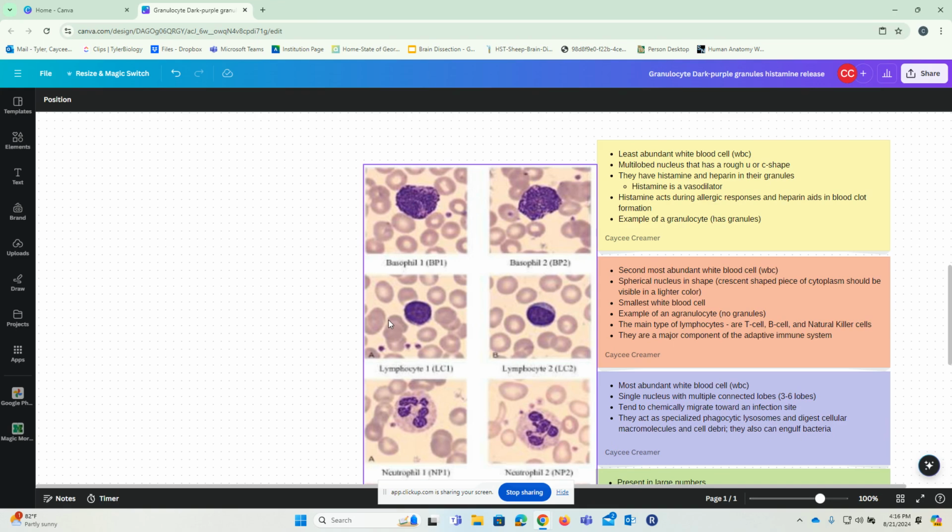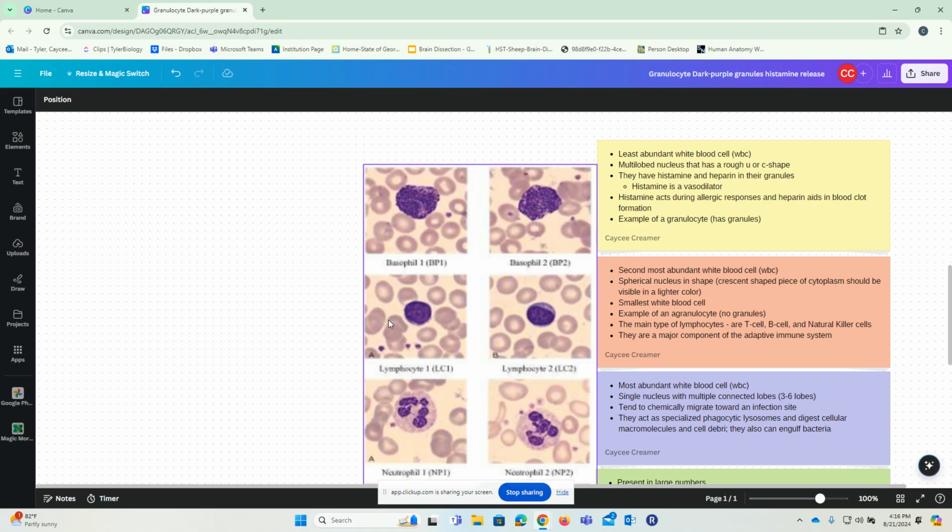Next, we're looking at the lymphocyte. Lymphocytes are agranulocytes. There are two different types of lymphocytes, and those are T cells or B cells, also known as T lymphocytes or B lymphocytes. Lymphocytes can also become natural killer cells, and all of these play a major role in the adaptive immune system that has a specific method to go after different pathogens or things that cause disease.